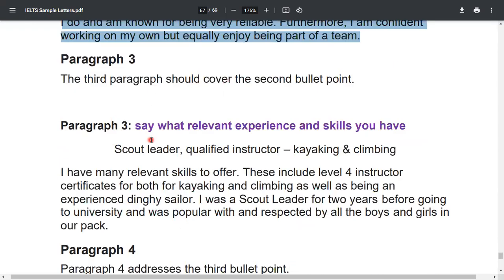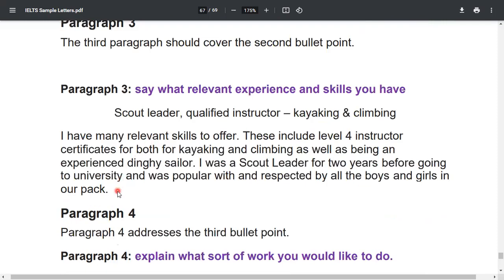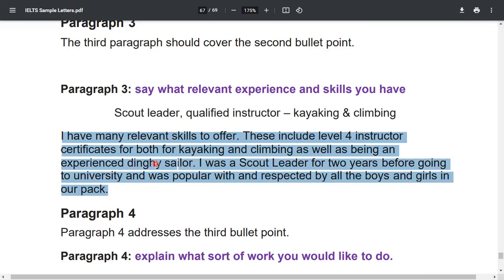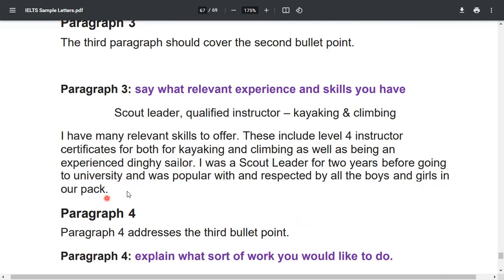Now, the second bullet point says, say what relevant experience and skills you have. Let's see the answer. I have many relevant skills to offer. These include level 4 instructor certificates for both kayaking and climbing, as well as being an experienced dinghy sailor. I was a scout leader for 2 years before going to university and was popular with and respected by all the boys and girls in our pack. In our pack means in our group. It's an amazing answer for the second bullet point.